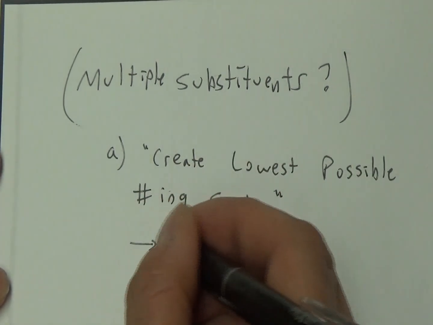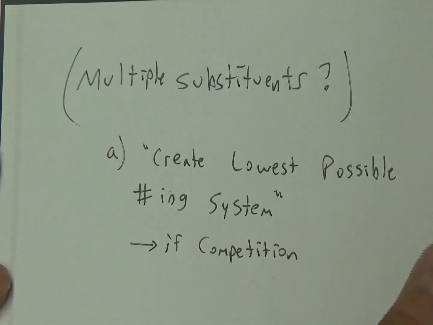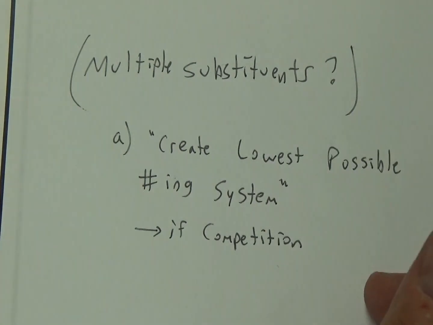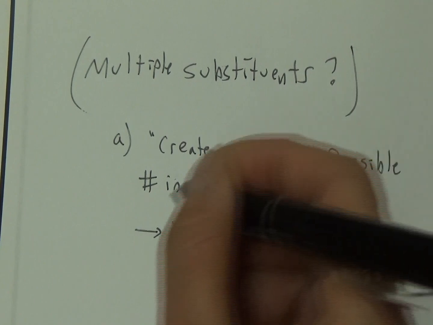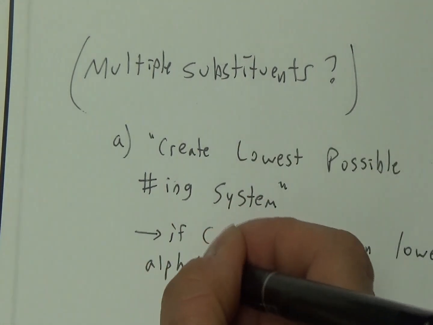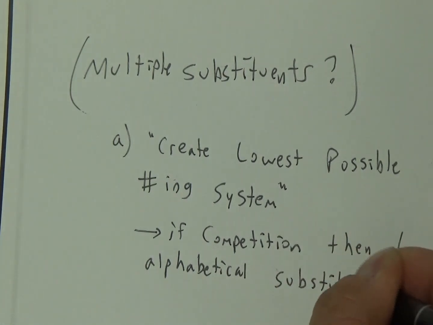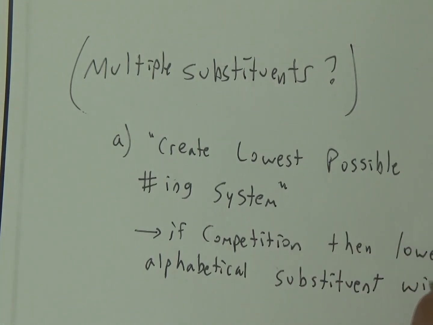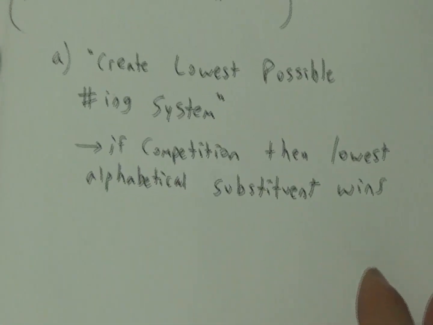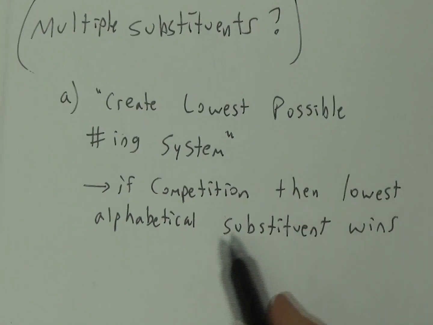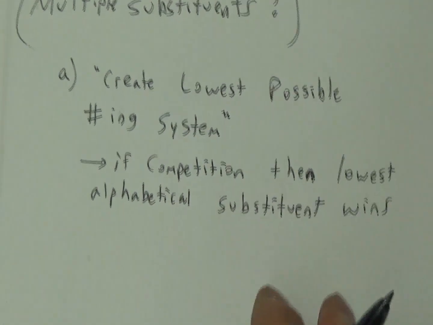If there's a competition between a couple possible numbering systems, then the lowest alphabetical substituent wins the competition. We'll see that in a second also. If there's a competition between a couple substituents, then we use the lowest alphabetically listed substituent.